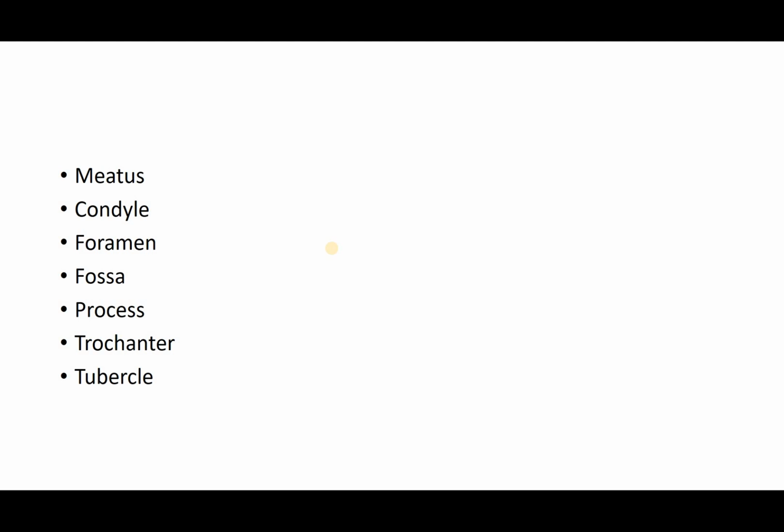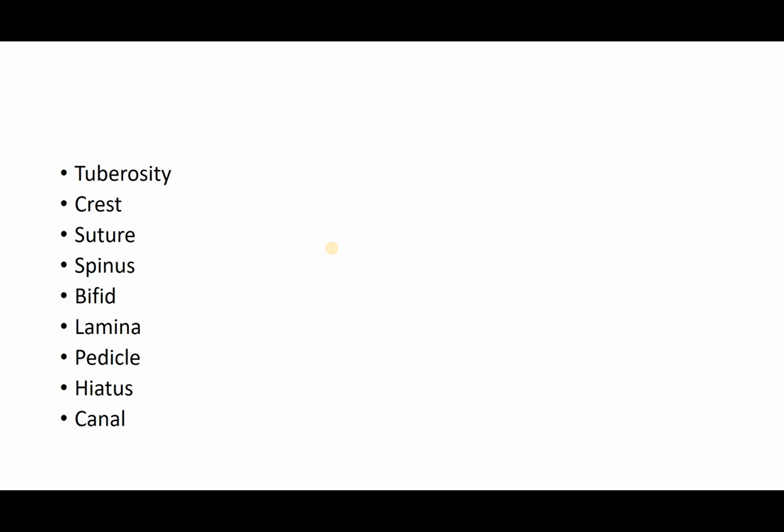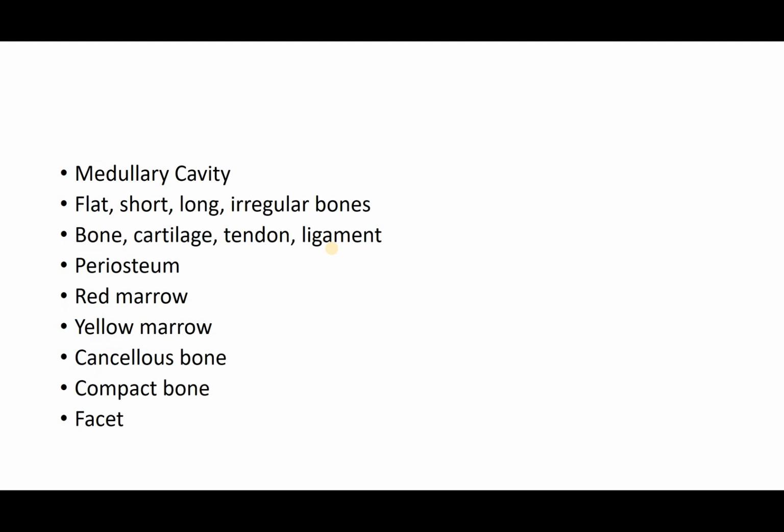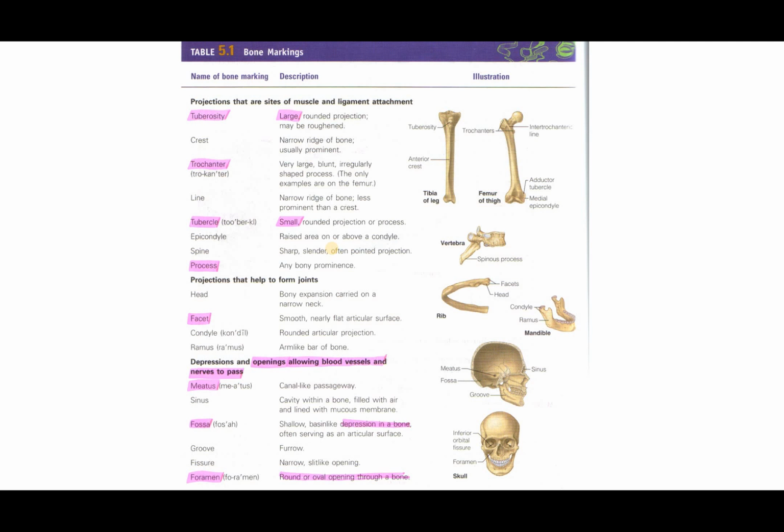This is from your lab handout. In my lab handout, these are listed, so we're just going to go over a lot of these found here. Alright, let's start with tuberosity, trochanter, and tubercle. Also, please ignore the highlights for now, so we're going to look at all of these.